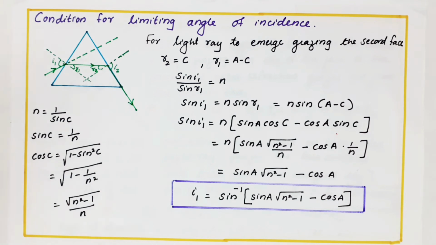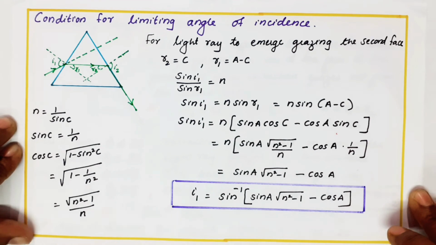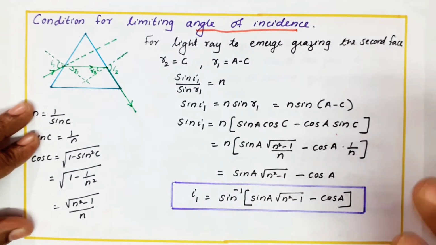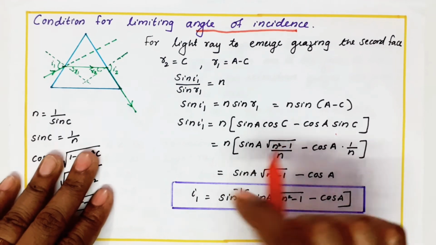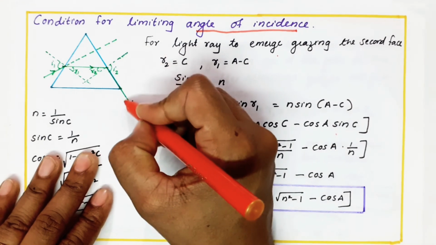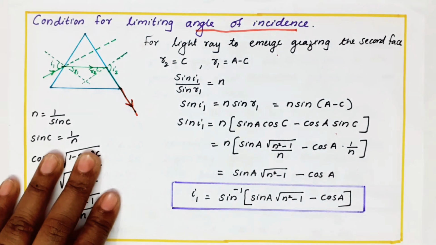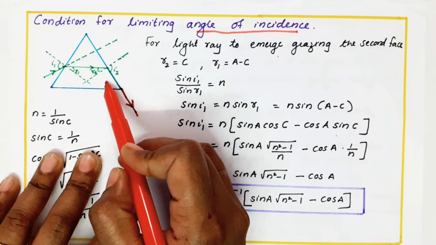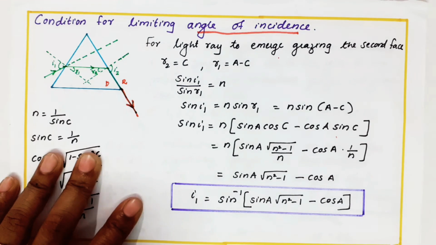Next, this is a very important question they ask for JEE and all: the limiting angle of incidence. What should be the limiting value of the angle of incidence? For the light ray to emerge grazing from the second surface, we are taking the condition that the emergent ray is grazing. That is called the limiting angle. Here the light ray is going from denser medium to which medium? Rarer medium. So the critical angle situation is the limiting condition.